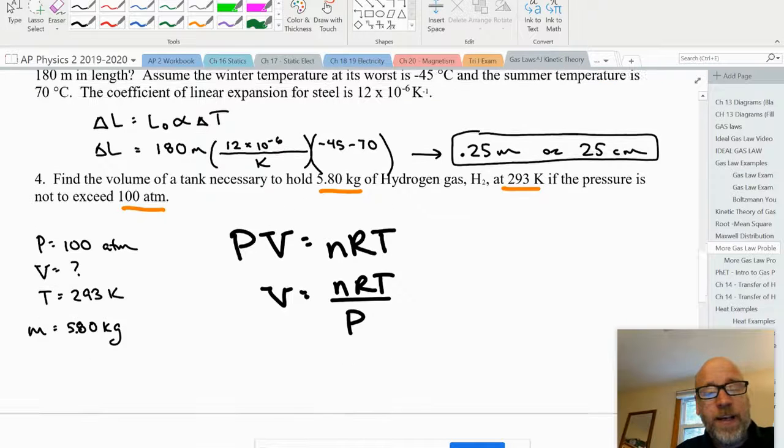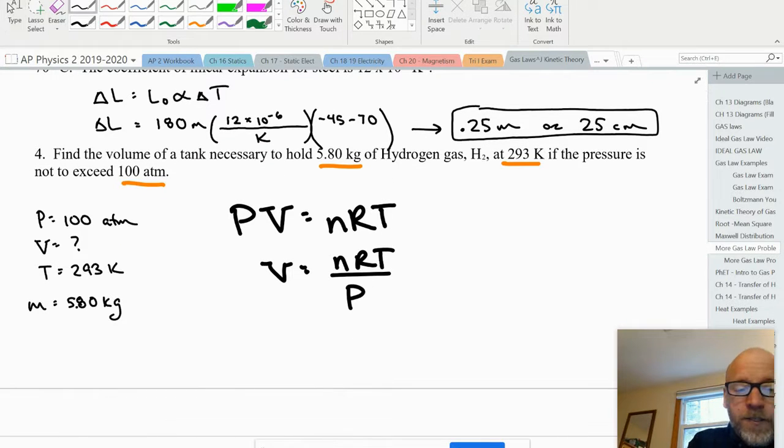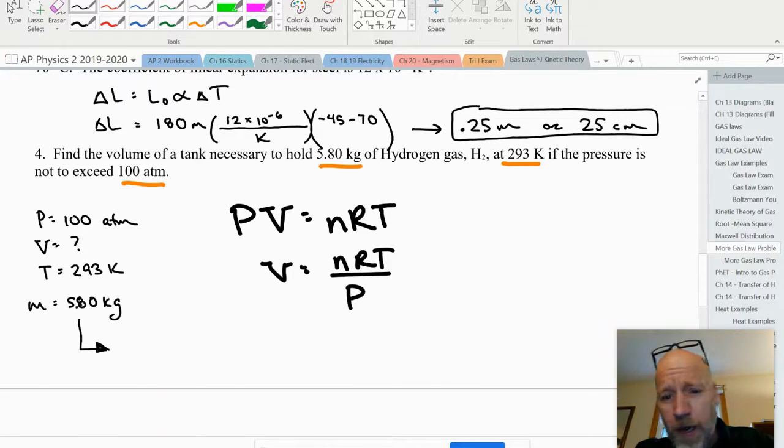Now to get the N, because it's been a little while for many of you, I'm going to do that separately. If you're advanced or you took AP Chem and you want to do it in one step, do it in one step. It's all good.